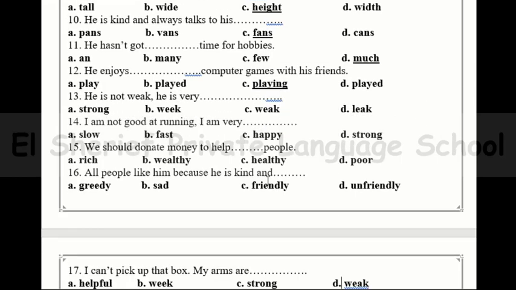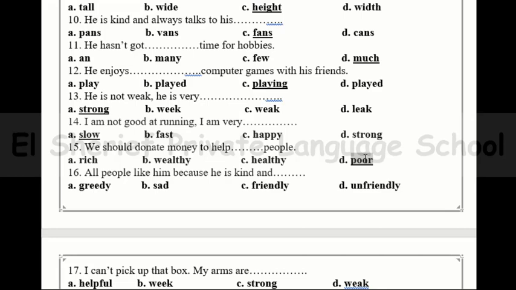He is not weak, he is very, yes, he is not weak, he is very strong. Now, number 14, I am not good at running, I am very, yes, slow as the turtle. So number 15, we should donate money to help people. Yes, we should give money to help, yes, we must give money to help the poor people.